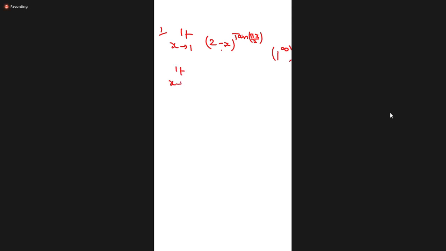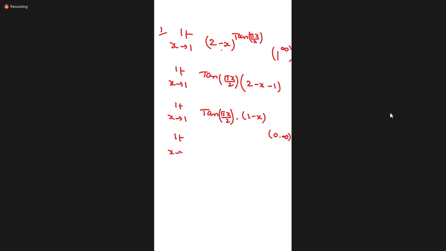So what do you do? Immediately bring the power down: tan pi x by 2 into (2 minus x minus 1), that is f of x minus 1. Limit x tends to 1, tan pi x by 2 into (1 minus x). Now if you write x value 1 here, you get 0 into infinity form, because tan 90 is infinity and 1 minus 1 is 0. 0 into infinity also, we don't know how to simplify.